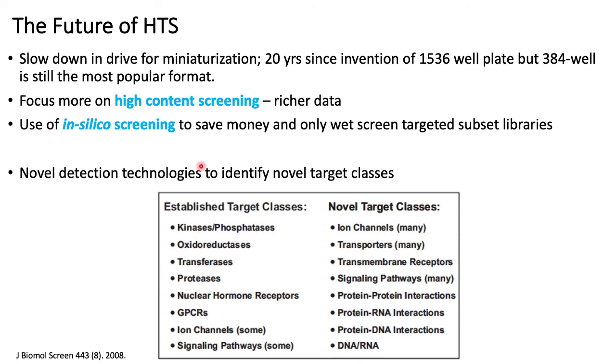Also, novel detection technologies to identify novel target classes. We have a number of established target classes already, things like kinases, phosphatases, oxidoreductases, transferases, proteases, nuclear hormone receptors, G-protein coupled receptors, ion channels, and signaling pathways. Whilst there are a number of novel target classes where we still need to develop many compounds. So we've got ion channels, transporters, transmembrane receptors, signaling pathways, protein-protein interactions, protein-RNA interactions, protein-DNA interactions, and DNA and RNA.